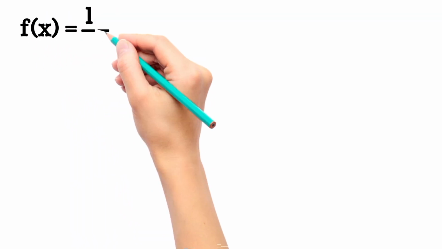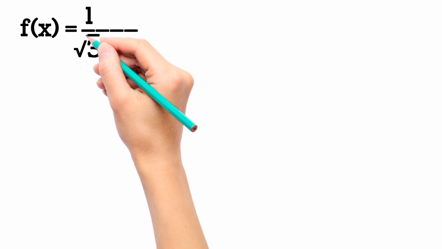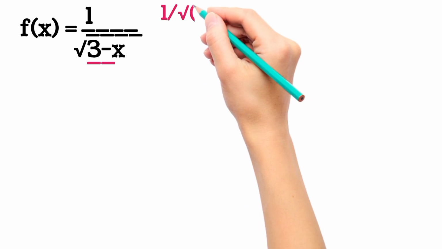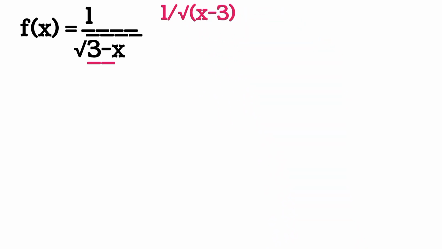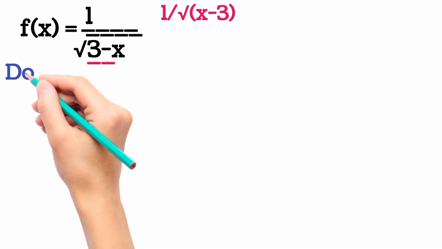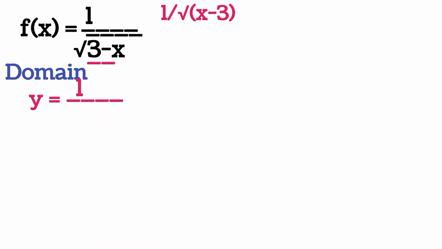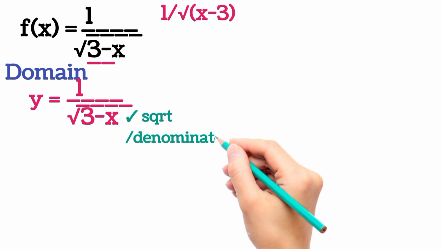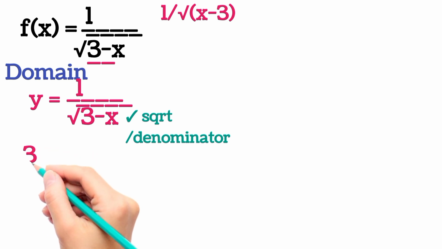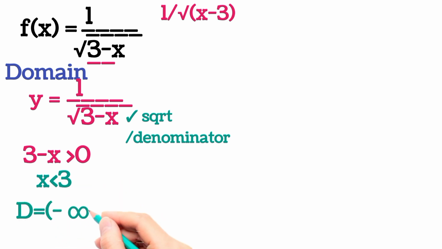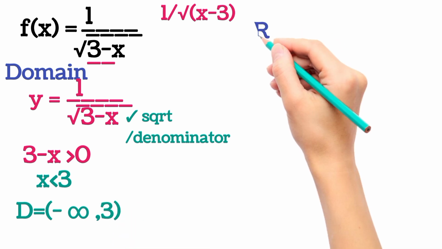Now f(x) is equal to 1 divided by square root of 3 minus x. Here we have 3 minus x in denominator, but in previous question we had x minus 3 in the denominator. So let's see the difference in both question. So for the domain, we will write this as y is equal to 1 divided by square root of 3 minus x. Here we have square root function and also in denominator. So 3 minus x should be greater than 0. That is x should be less than 3. So the domain of this function will be (minus infinity, 3), where 3 is not included.